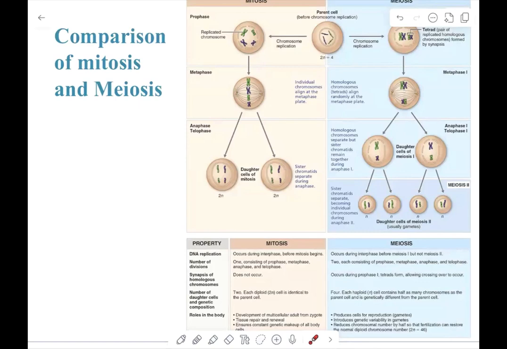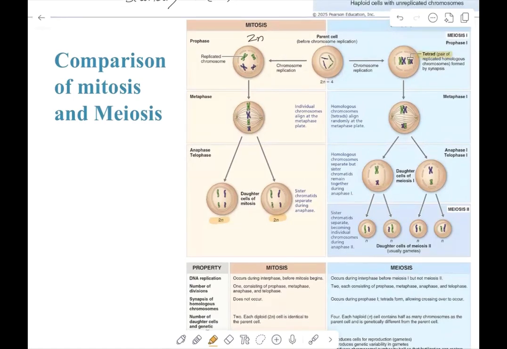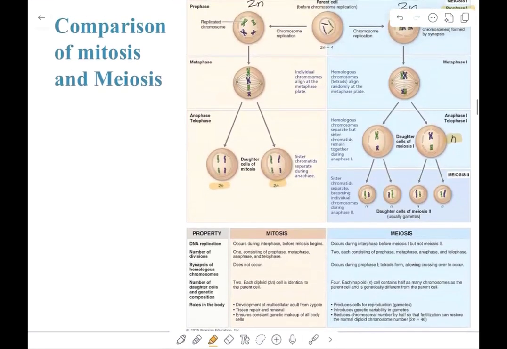Our next slide here is going to compare meiosis and mitosis. So for mitosis, we can see that we have 2N in prophase, and the result is daughter cells that are also 2N. For meiosis, we have the tetrad in prophase 1. We start with diploid, but end up with haploid at the end of meiosis 1, because that's the reduction division. And again, meiosis 2 is just like mitosis.